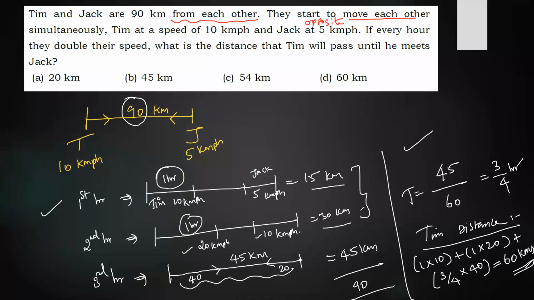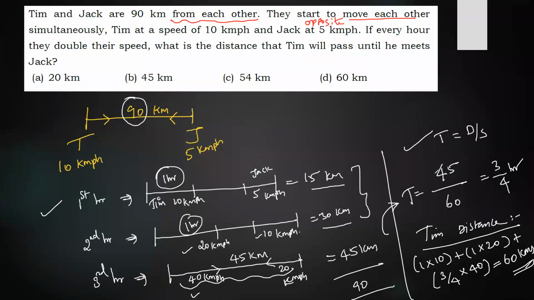They are given that every hour they double their speed. So next hour they will take 20 km per hour speed, and this person takes 10 km per hour speed, right? Therefore, for 1 hour he will cover 20 km and the other will cover 10 km. Totally 30 km will be covered. So out of 90 km, in the first 2 hours they covered 45 km. They are moving towards each other, so the remaining distance is 45 km.